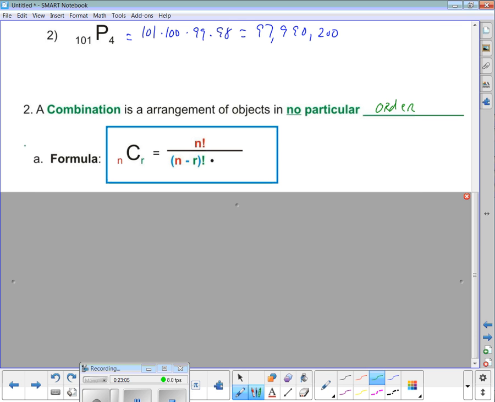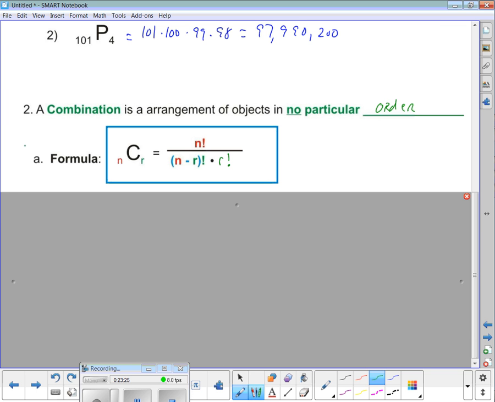Okay, what's the formula? N factorial divided by n minus r factorial. Hey, that's the permutation formula, isn't it? And all you have to do on the bottom is add one more r factorial. That's it. And now it becomes a combination.